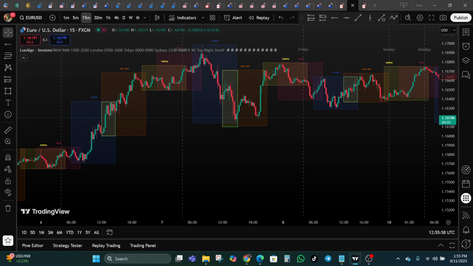So now, trade only when the market is most likely to move in your favor. Learn the session rhythms. Focus on the high activity windows and combine timing with solid price action setups.